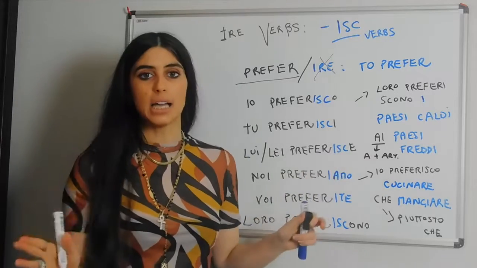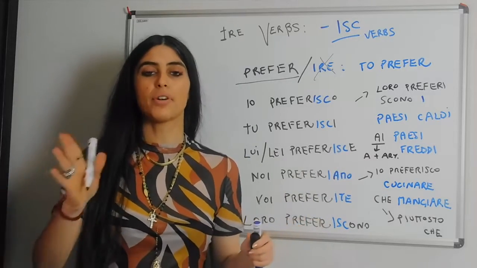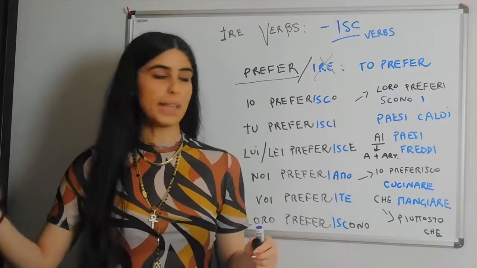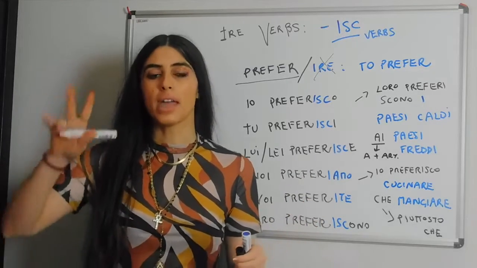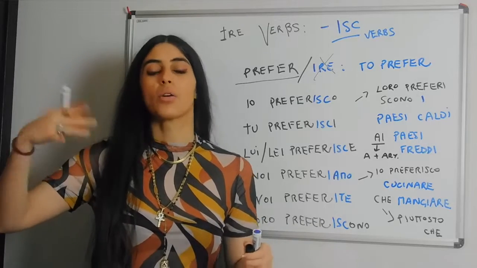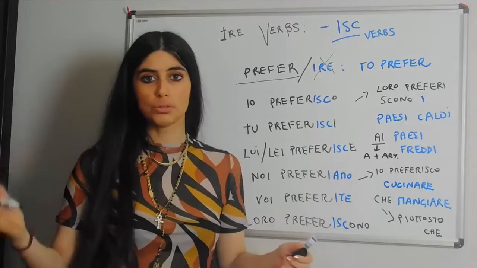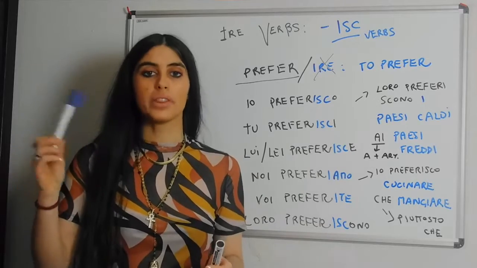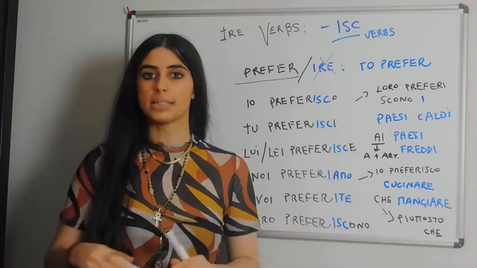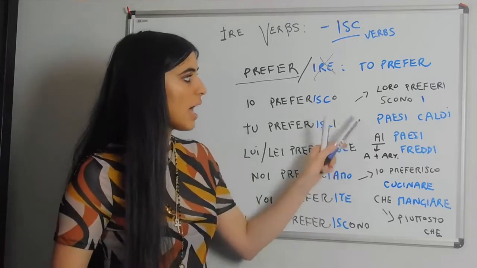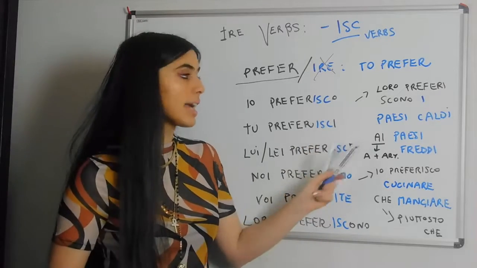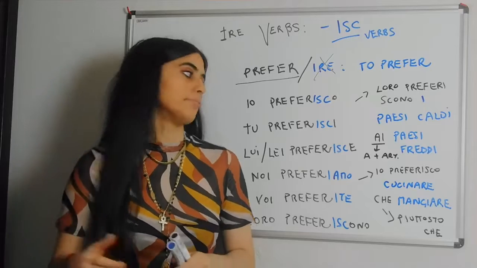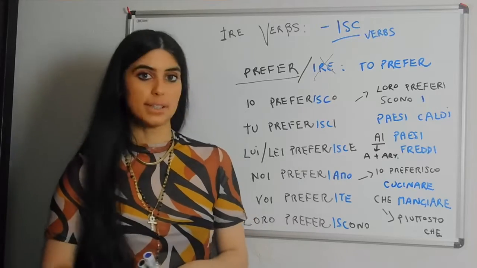So, every time that I have two nouns, I prefer something over something else, I would have "I prefer blah blah blah, a," and then I will combine the a with the article, and then blah blah blah, my second object. So in this case, i paesi caldi, ai paesi freddi, because ai is a plus i. Okay? Hopefully that was clear.